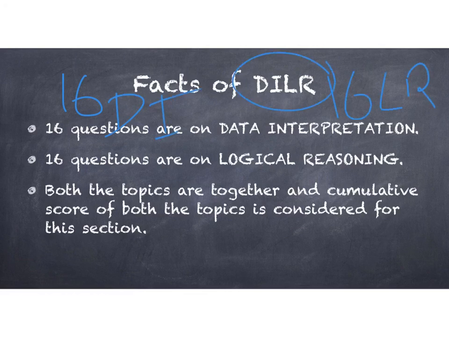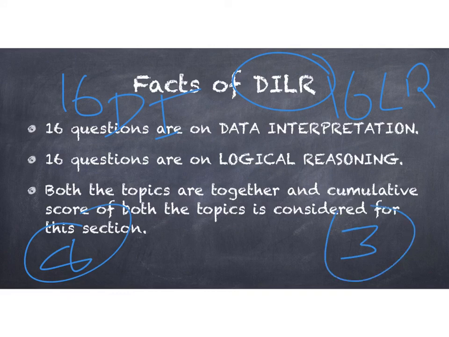Now both these sections are together. That means, let's say you got 8 questions right in DI and just 3 questions right in LR. Still you got 8 plus 3, 11 questions, 33 marks in this section. What I'm trying to say is, some students are good in logical reasoning, and some students are good in data interpretation. So emphasizing your strength, you can attempt that many questions correctly, because 16 questions are of DI, 16 questions are of LR, but they together make one section.